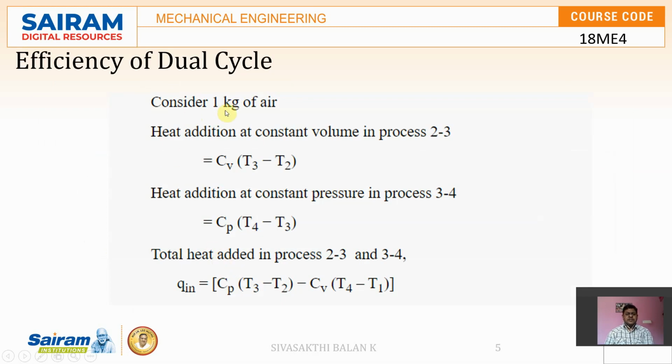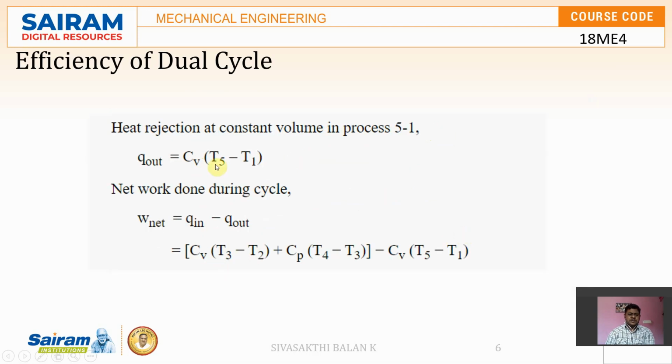Now consider 1 kilogram of air, and the heat addition takes place when the volume remains constant, that is 2 to 3. We can calculate easily Cv into T3 minus T2. Same way, when the pressure remains constant, heat addition is calculated as Cp into T4 minus T3, that is m Cp delta T, and mass is 1, so that m part is removed from this relation. So total heat addition is nothing but the sum of these two.